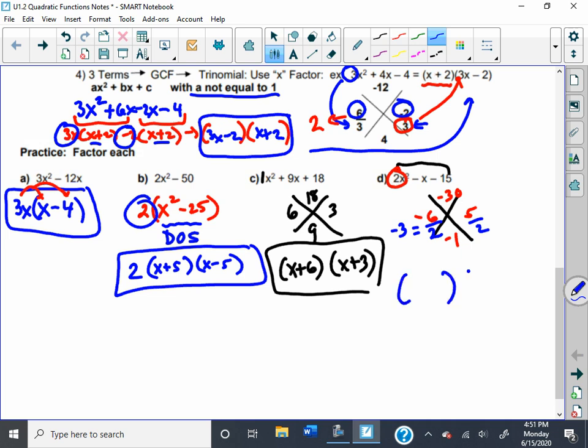So now we'll write our two parentheses. Our first one, we'll just write x minus 3. The second one, at 5 over 2, the 2 has to come up next to the x. So it becomes 2x. And then the numerator, plus 5. It's positive, so it's plus 5 at the end. All right, and so that's factored all the way.